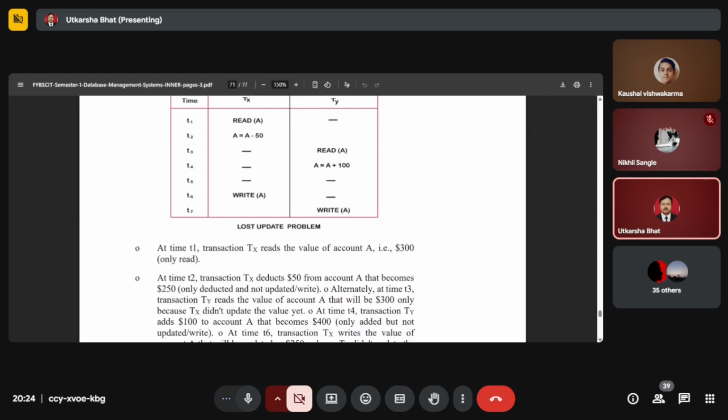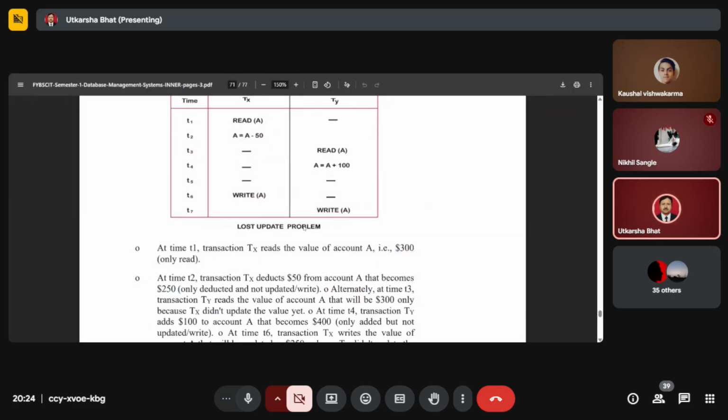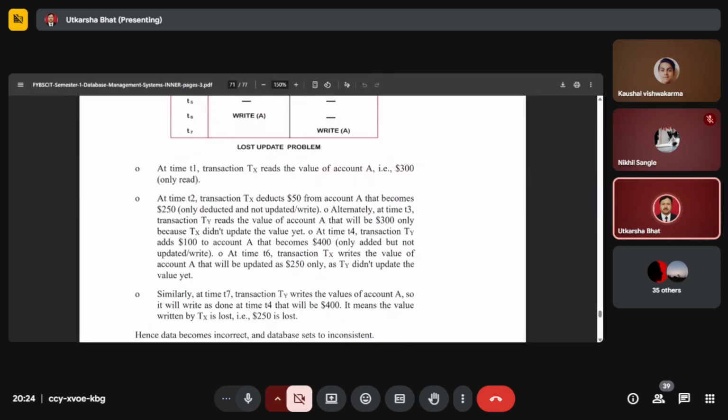Tx did not update the value at the time of T4. Transaction for Ty is A equal to A plus 100. Ty adds that $100 to account A, that becomes $400. Only added but not updated, right. It was only added, nothing updated. Transaction 6: Tx writes the value of account A, that will be updated to the $250 value, as T5 did not update the value yet.